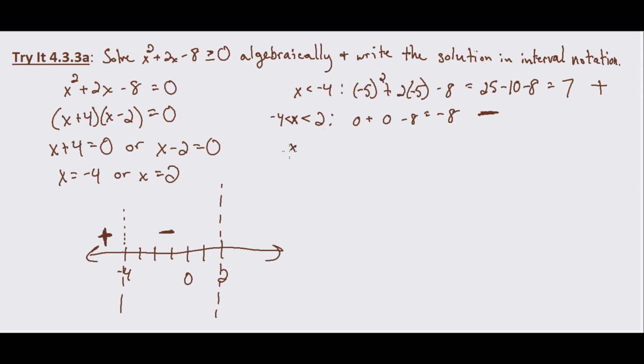And then what about when x is greater than 2? Let's use 3. It's the next whole number larger than 2, so that's going to give us 3 squared plus 2 times 3 minus 8, which equals 9 plus 6 minus 8, which is 15 minus 8, which equals 7, which is again positive.